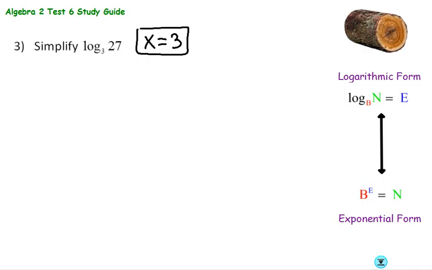So for number 3 in the middle, you should have got x equals 3. If you got that, then go ahead and pause and try number 3 on the right side. If you didn't, then let's hang on for the explanation there.